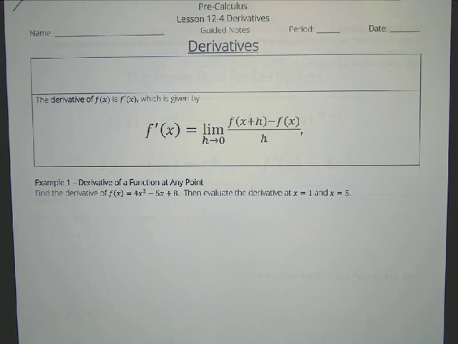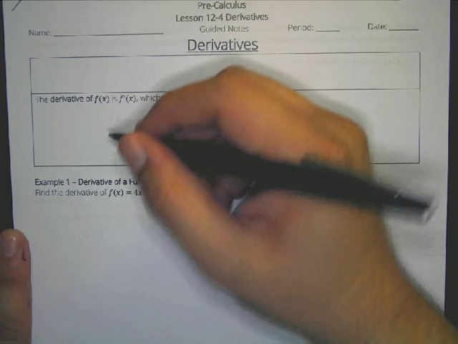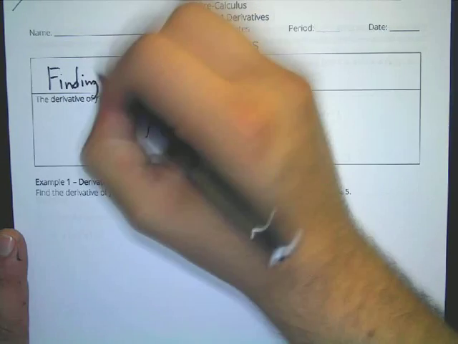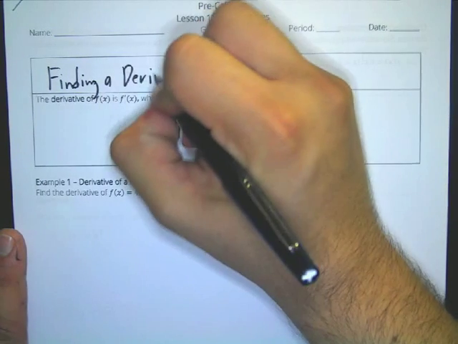Alright, so let's talk about derivatives. So far, we've been using a formula to try to find the slope at a single point, or the tangent line to a curve, right? Today we're going to talk about derivatives. So, let's talk about finding a derivative, right?